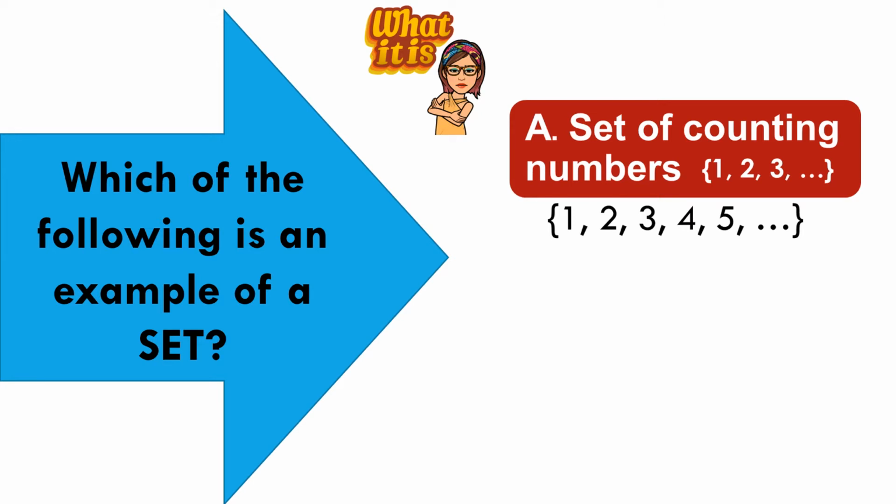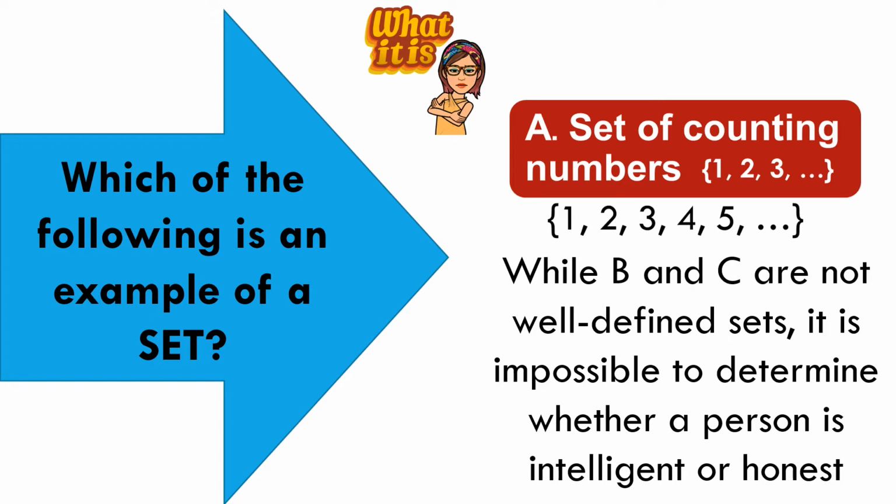Because a set is a collection of well-defined distinct objects called elements. Well-defined means that it should be possible to determine whether the elements belong to a set. For the set of counting numbers, you can list the elements, like 1, 2, 3, 4, 5, and so on. While B and C are not well-defined sets. Why? Because it is impossible to determine whether a person is intelligent or honest. It is not well-defined.